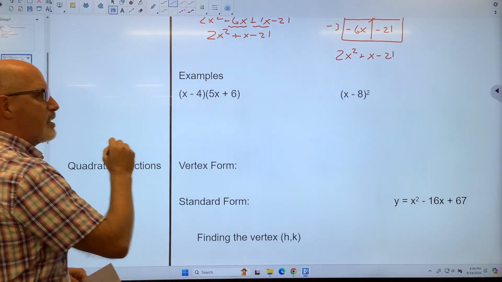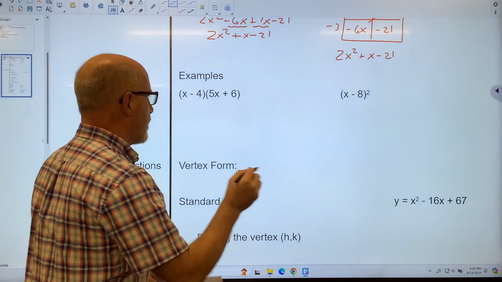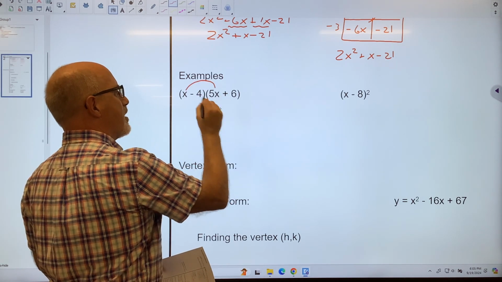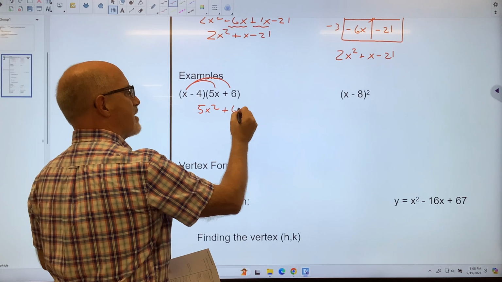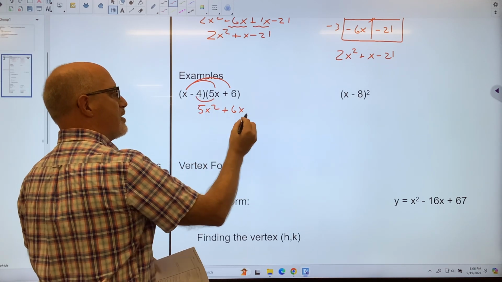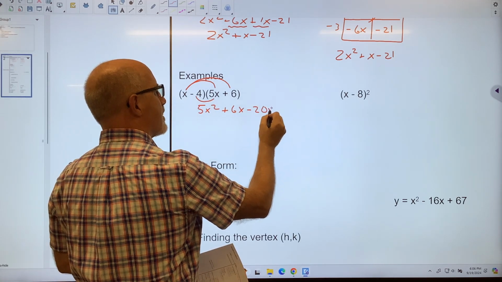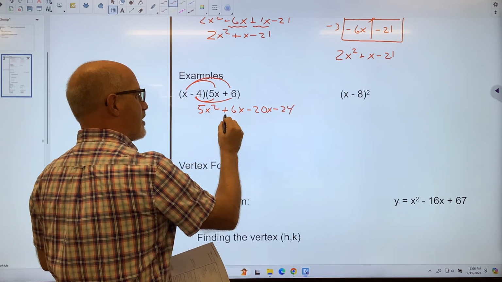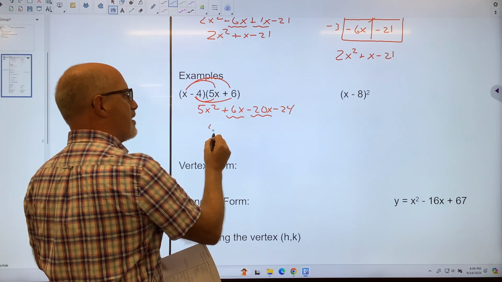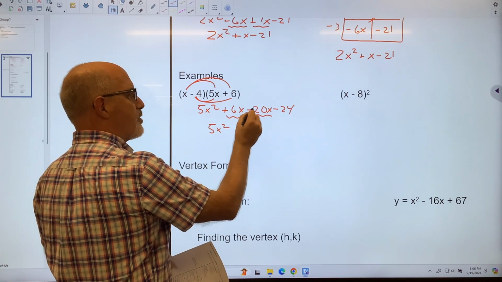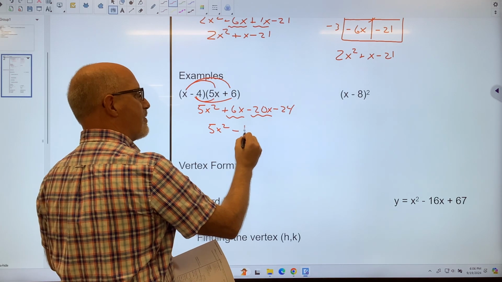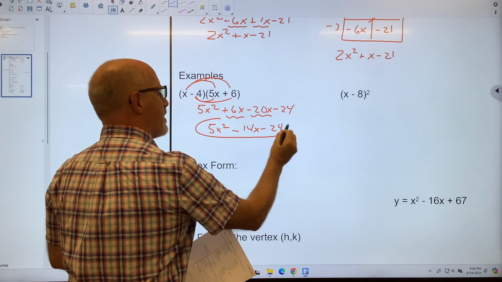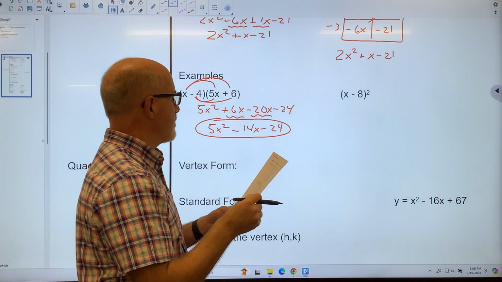Now let's do this example. Let's go ahead and use the double distributive property for doing this method. And so I'm going to take x times each of these, 5x squared, x times 6 is 6x, and then I'm going to do the negative 4 times each of these, so negative 20x, and then negative 4 times 6 gives me negative 24. Combine the like terms in the middle, so I've got 5x squared, and then plus 6, negative 20 is negative 14x, and then minus 24. So that would be my simplified version of that.